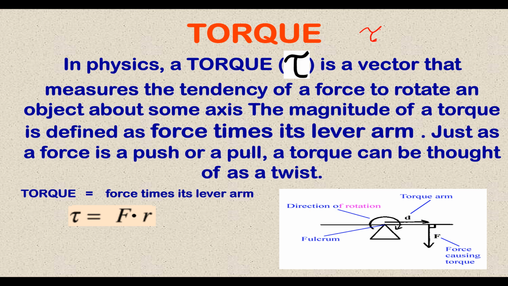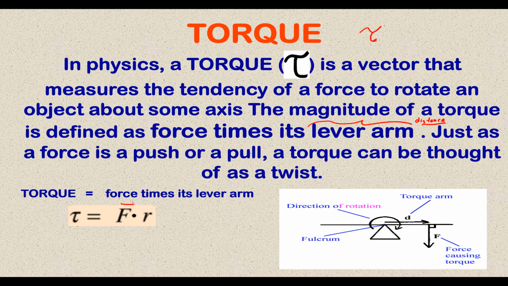Tau is a vector that measures the tendency of a force to rotate an object about some axis. The magnitude of a torque is defined as the force times its lever arm. Lever arm is just another word for distance. Just as a force is a push or a pull, a torque can be thought of as a twist. So there's our first look at the formula: torque is equal to force times the lever arm distance.